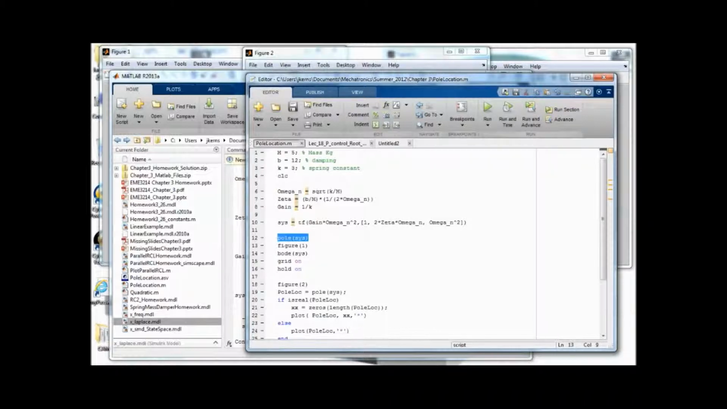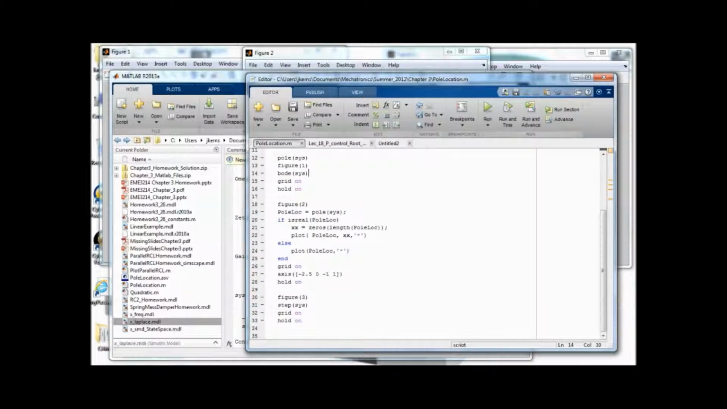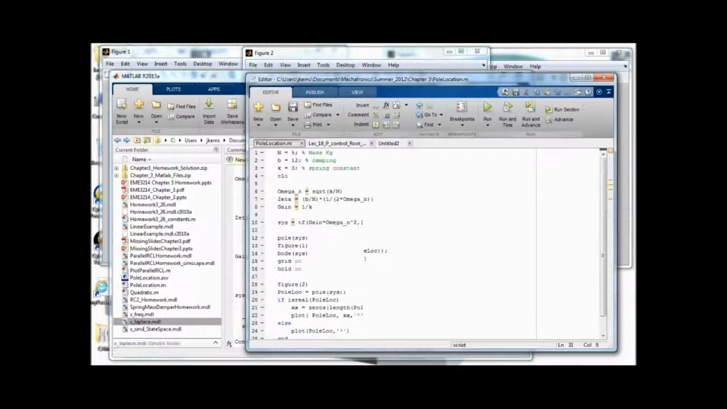I'll determine where the poles are. I'll do a Bode plot. I'll plot the pole locations, and then I'll do the step response. So we'll have all that to compare as we change damping. Oh, there's a time response change. Where do the poles show up? And what does the Bode plot look like?